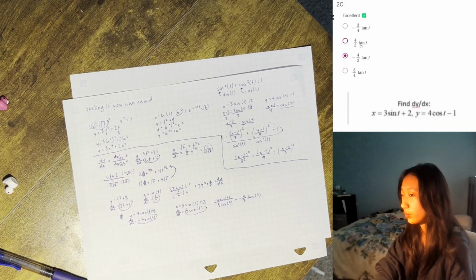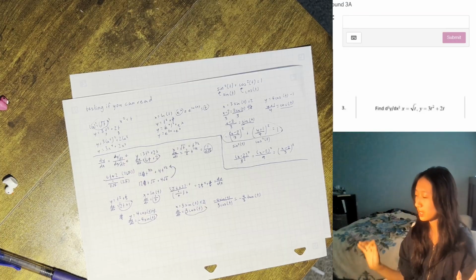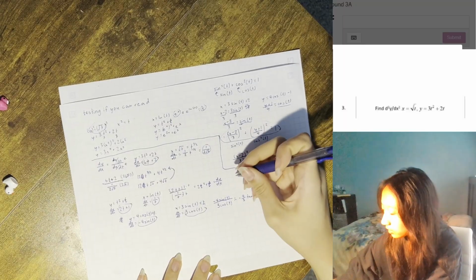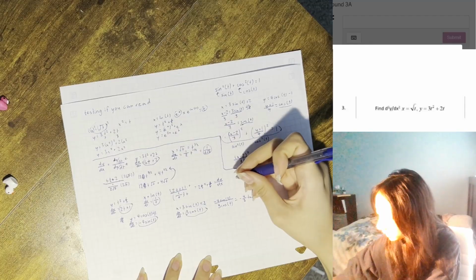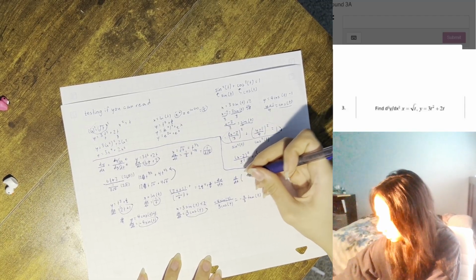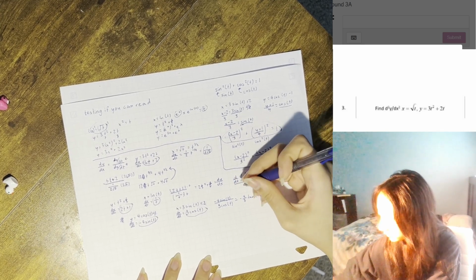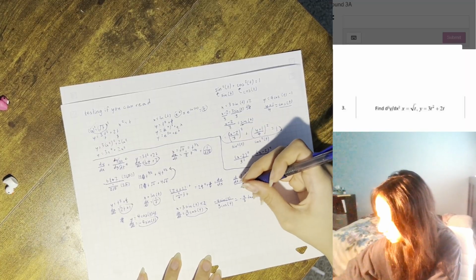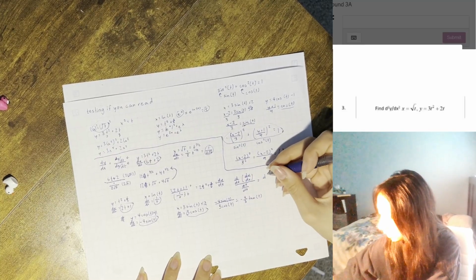Let's move on to 3a. 3a is going to be a tiny bit annoying, but it's really not that bad once we get into it. What we're going to use is this formula for the second derivative, right? Which is going to be, and I'm going to write it in a little box over here, d over dt of dy over dx over dx over dt is equal to our second derivative.